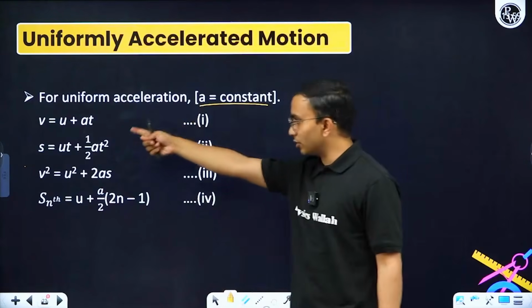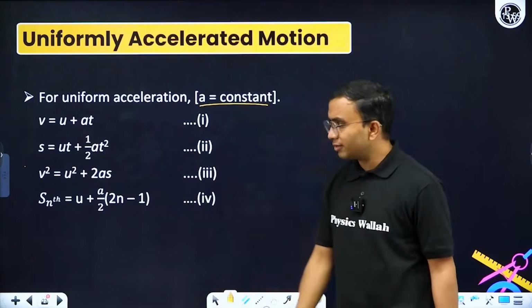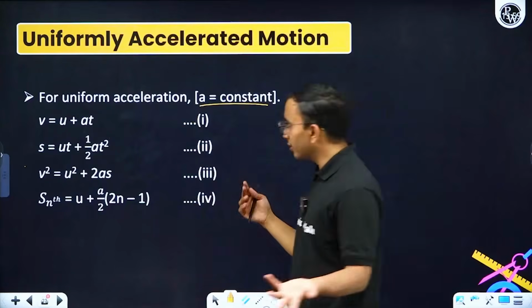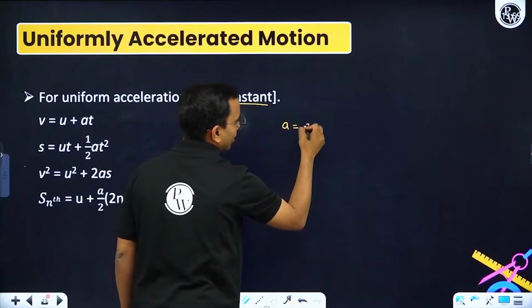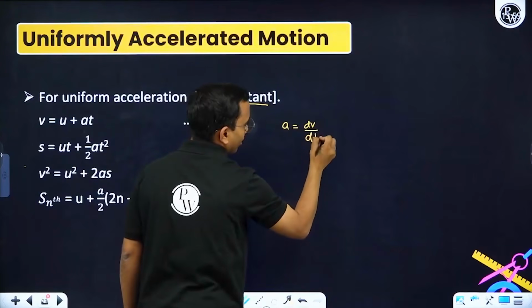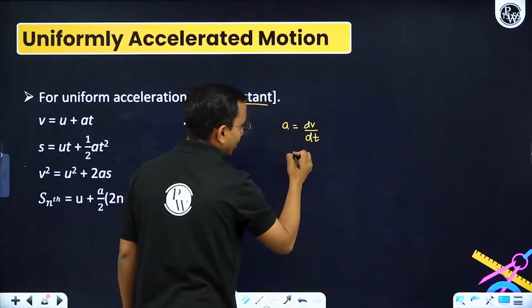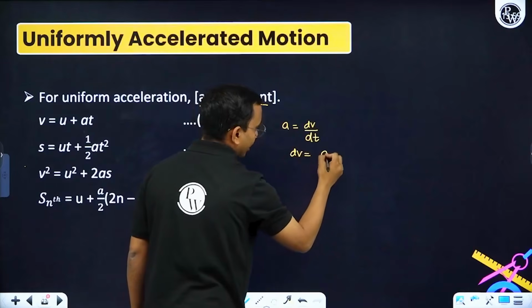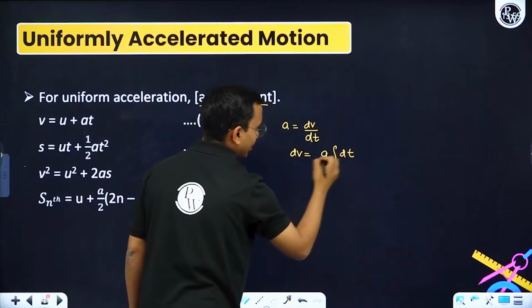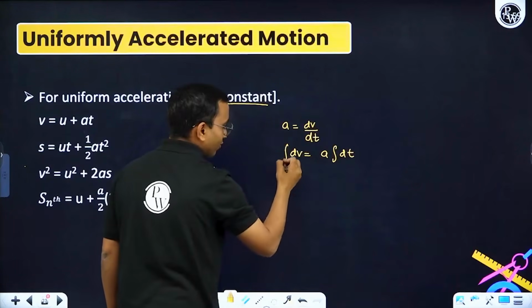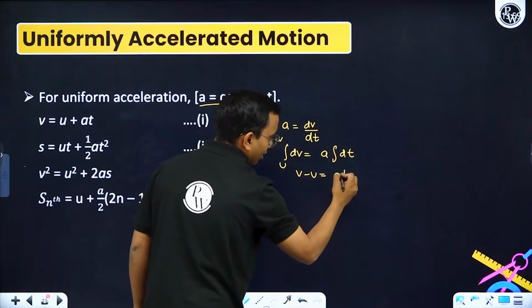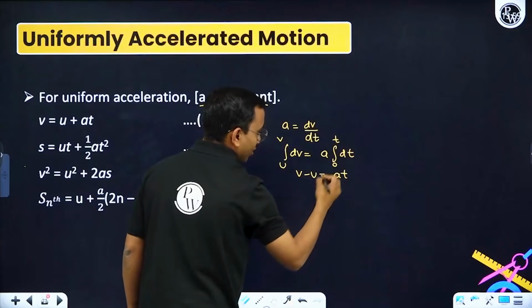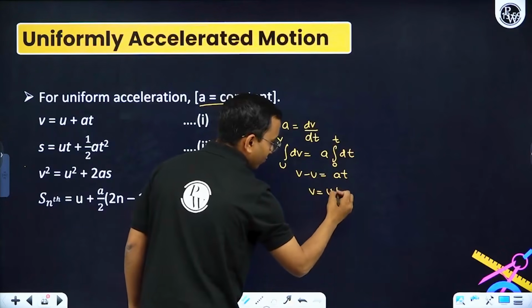These three equations, if you want to find how we can derive these expressions, you can use integration. Like you know that acceleration is dv by dt. If a is constant, dv is a, that is outside integration dt. v goes from initial velocity to final velocity. v minus u is equal to at. Simple. Time goes from 0 to t. So v is equal to u plus at. You got this.